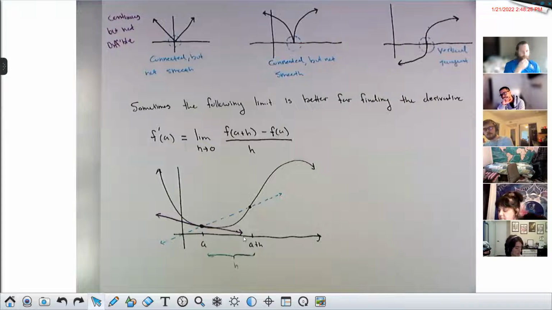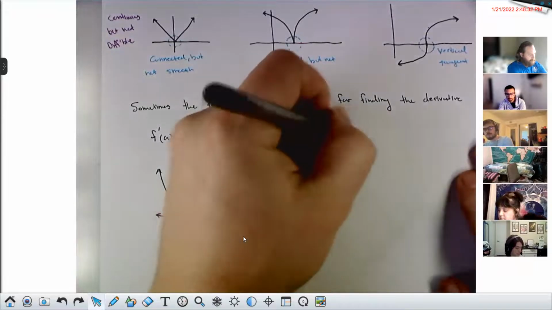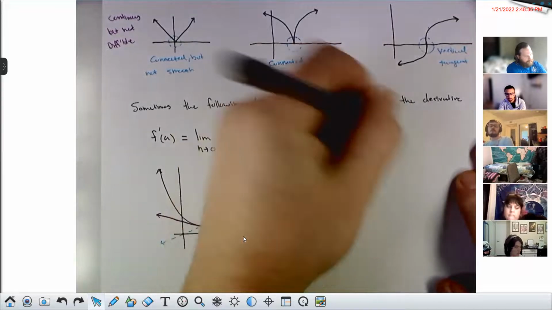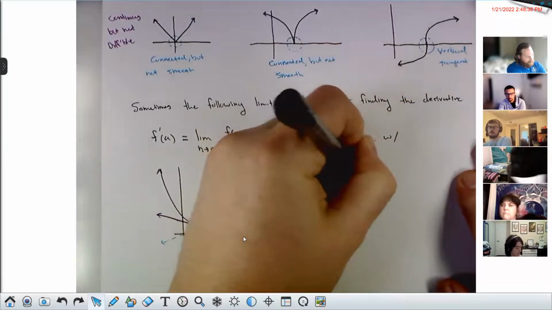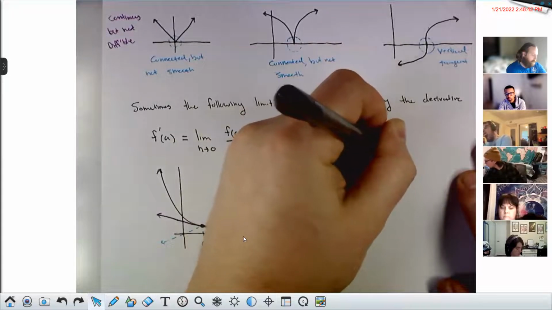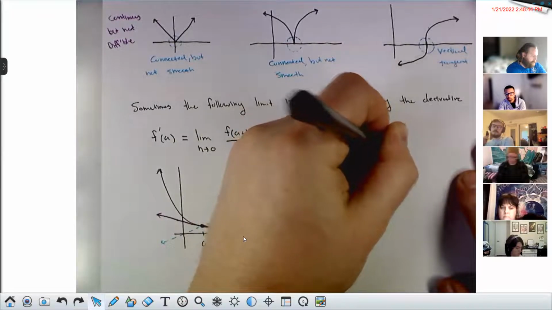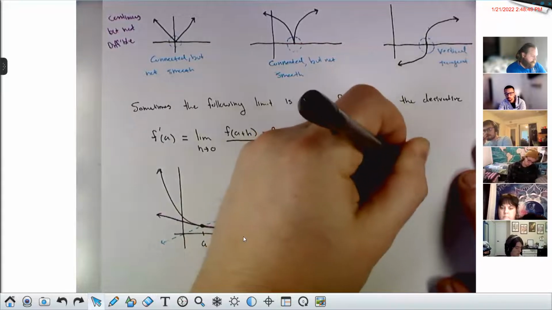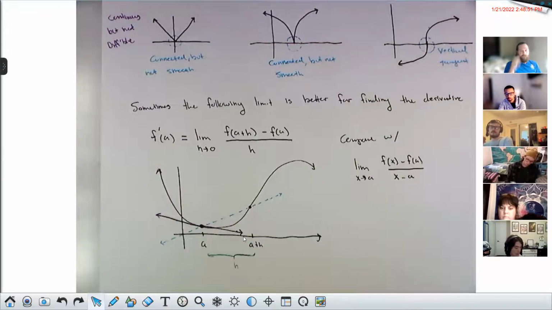Okay. And you can also compare this with the limit we've been using, the limit as x goes to a of f of x minus f of a over x minus a. Same exact thing, just slightly different notation.